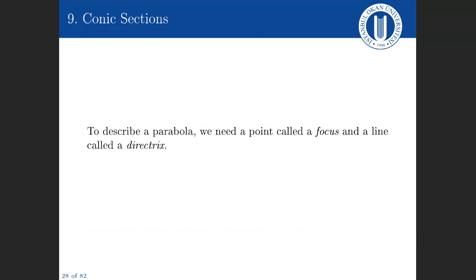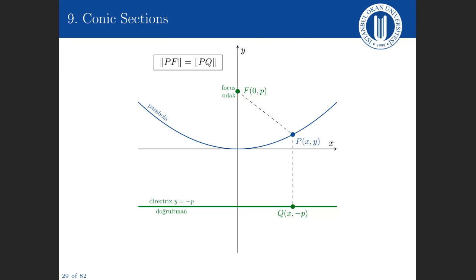To describe a parabola, we need 2 things. We need a point, which we call a focus, and we need a line, which we call a directrix. This blue curve is my parabola. The focus, I'm assuming, is at the point (0, p), and the directrix, I'm assuming, is the line y is equal to -p. Let P be any point on the parabola. It might be the point I've drawn, it might be this point, any one of these points, and we say that this has coordinates (x, y).